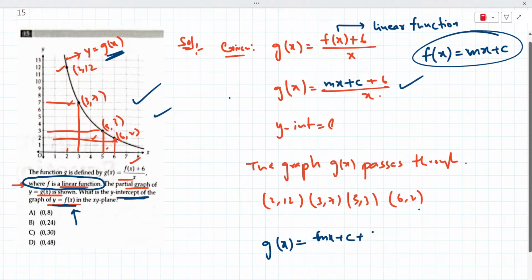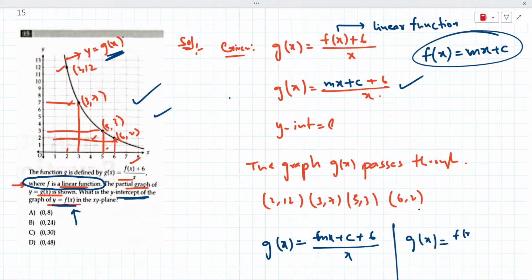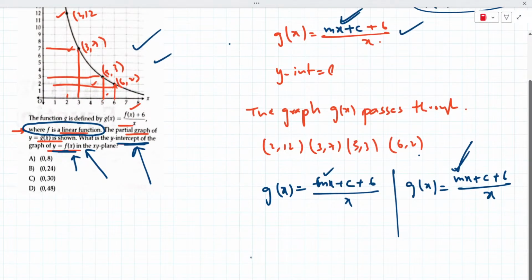mx plus c plus 6 by x, and here also g of x equals, not f of x directly, I'll take mx plus c plus 6 by x. We need the slope m, the slope in f. We don't want the slope of g. If you directly find the slope of this, you get the slope of g. We don't want that. We need the y-intercept for the function f of x. That's why we are dealing with this. Since the slope of f is involved, we are getting the slope this way.